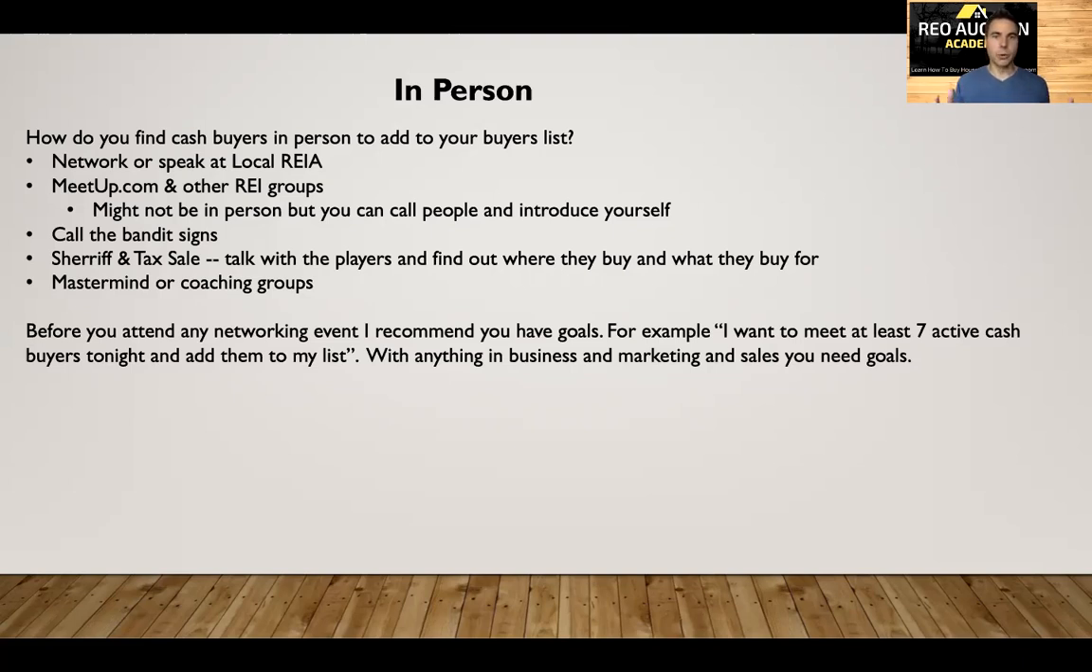And then other ways to do it is networking, continue networking outside of the REIAs. Maybe join a mastermind group with other successful real estate investors, or coaching groups. It's always continuing education, but you expand your network of people that you could add to your list. So again, those are some of the examples of how to increase your cash buyers online, offline, and in person.